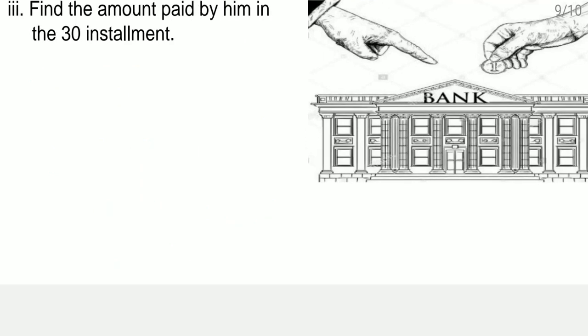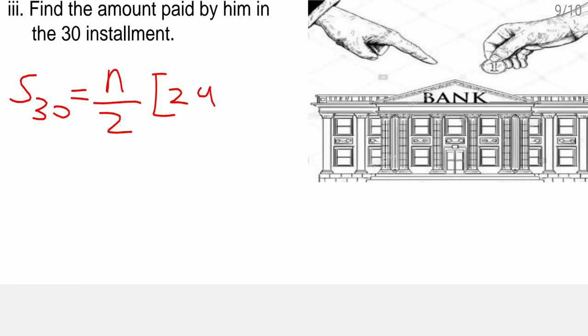Okay. Come to the third question. Find the amount paid by him in the 30 installments. So in all 30 installments, from the starting to the 30th. So I need to get the sum of 30 installments. So here I need to write down S30. Let me write down the formula: n by 2 times 2a plus n minus 1, that means 29d.